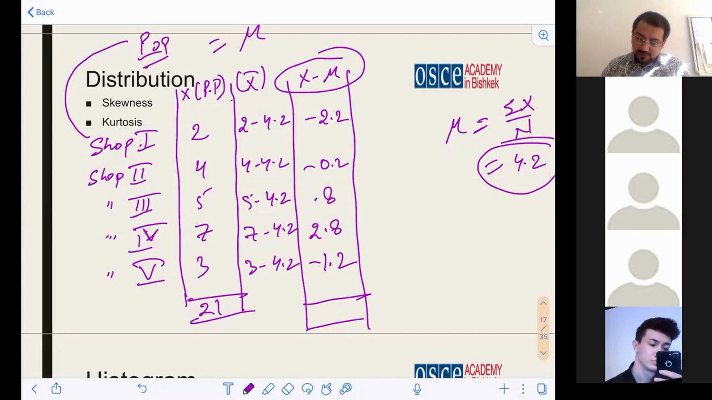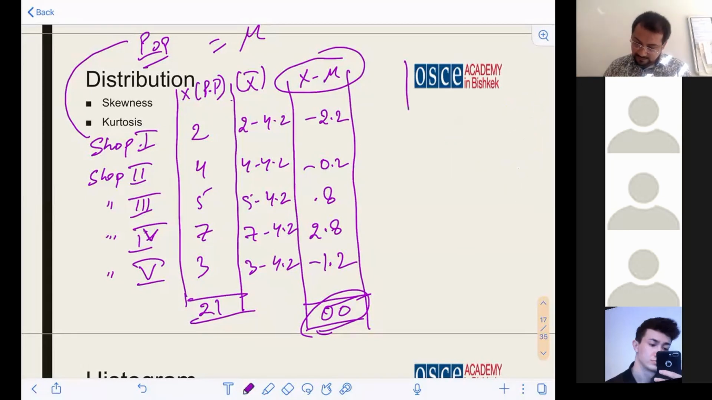But when we do this, what do we find? We find that the answer is 0, because this is minus 2.2, minus 0.2, minus 1.2, and the answer is 0. Is it possible that on average you are 0? No, it's not possible. So what are we going to do? We are going to use a simple mathematical technique, which is just to square it. Okay, so I'm just erasing it.